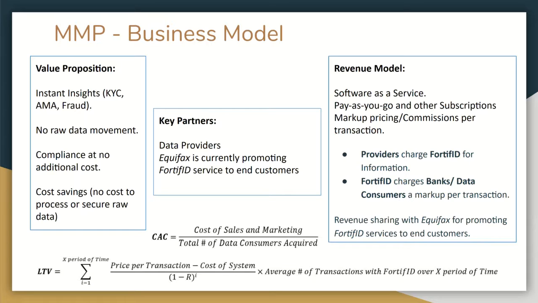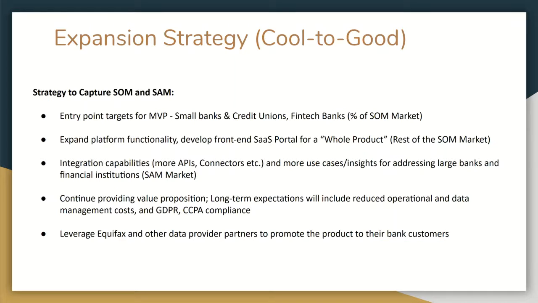And then one other thing to note here is that these are our customer acquisition costs and LTV formulas. The customer acquisition cost is the cost of sales and marketing divided by the total number of data consumers acquired. And then the LTV is the markup made with a discounting summation there. And then this will be multiplied by the average number of transactions with Fortified over X period of time.